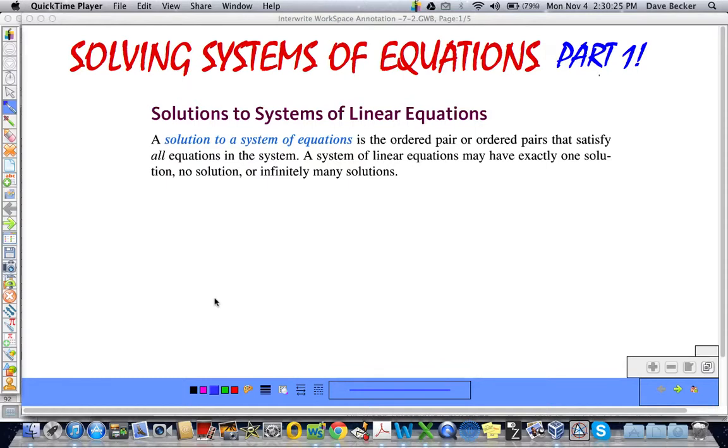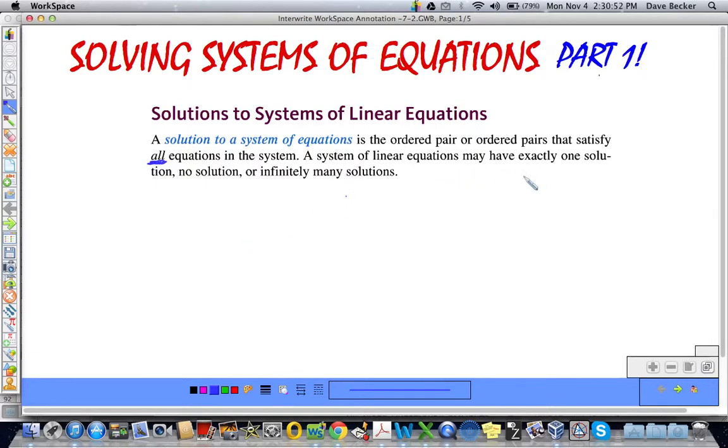We are talking about solving systems of equations. I'm calling it part one, even though we've discussed and investigated solving systems of equations by graphing. We are going to talk about solving them algebraically, so I'm calling it part one. Okay? And remember, a solution to a system of equations is the ordered pair or pairs that satisfy all equations, all of them in the system.